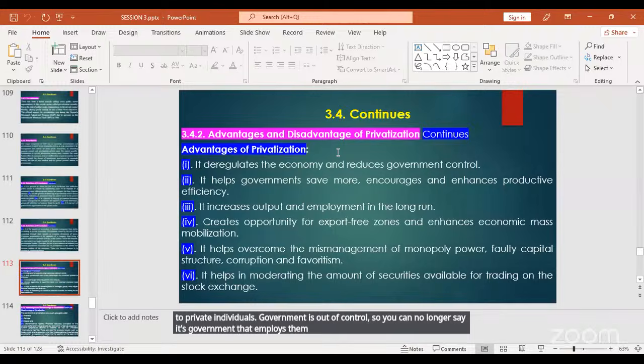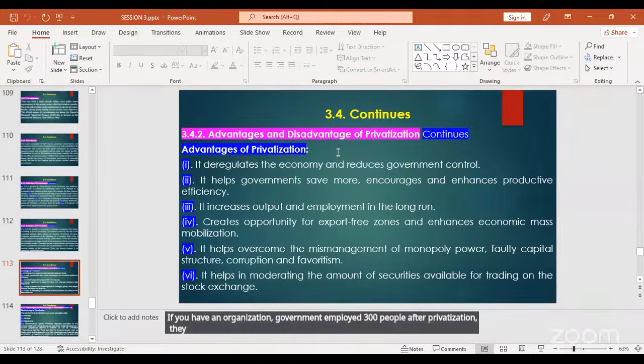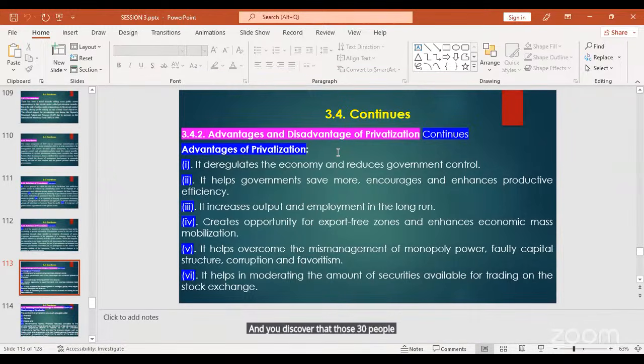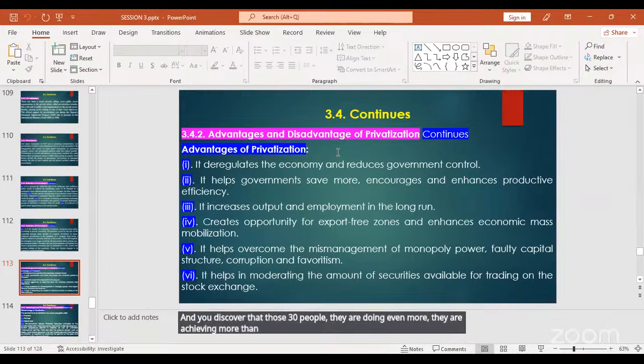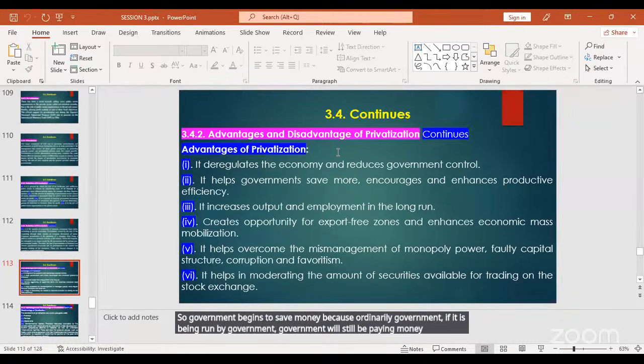No. If you have an organization, government employs 300 people. After privatization, they may reduce those 300 people to 30. And you will discover that those 30 people are doing even more. They are achieving more than what 300 people is achieving. Okay? So government begins to save money, because ordinarily, if it is being run by government, government will still be paying money for 300 workers every month, but it has saved government money.